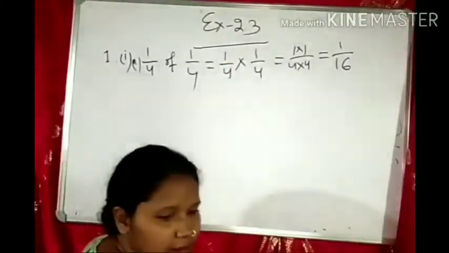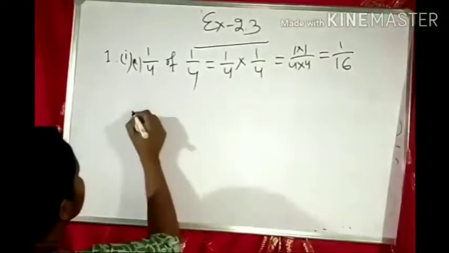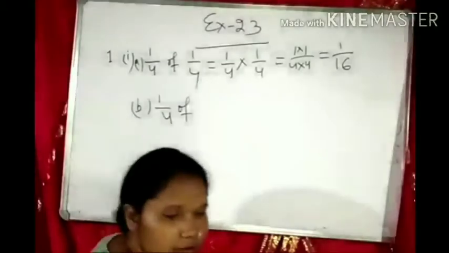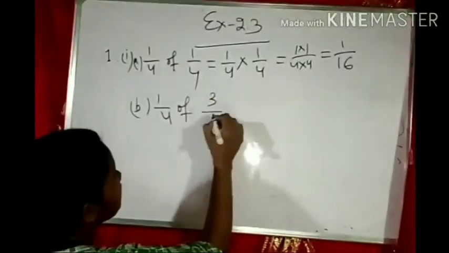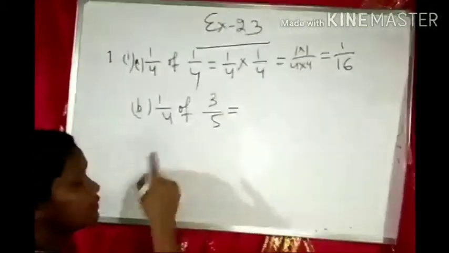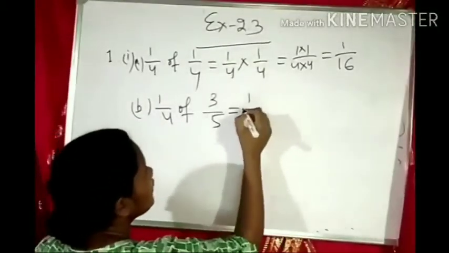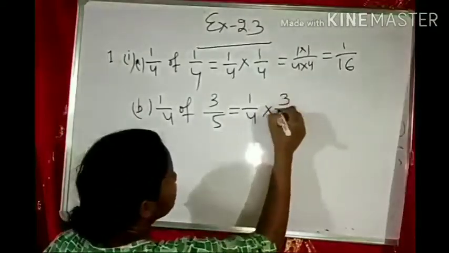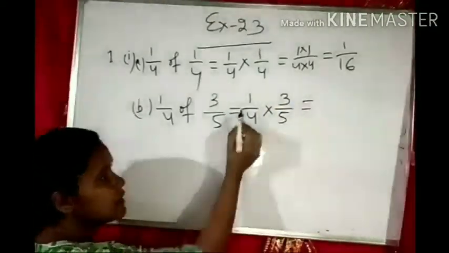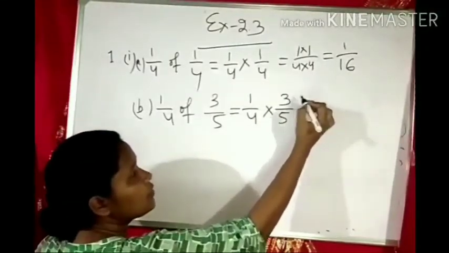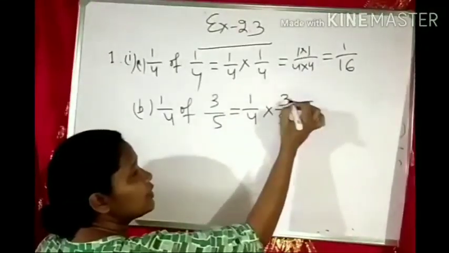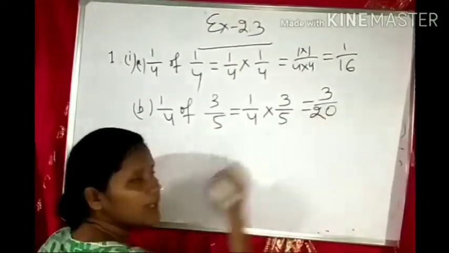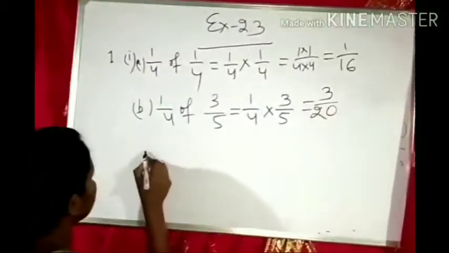Next, bit B, the same: 1 by 4 of 3 by 5. Of means into, so 1 by 4 into 3 by 5. 1 into 3, I am directly multiplying, numerator into numerator, is 3. 4 into 5 equal to 20. So the answer is 3 by 20.